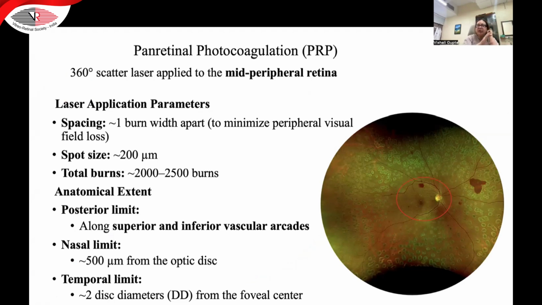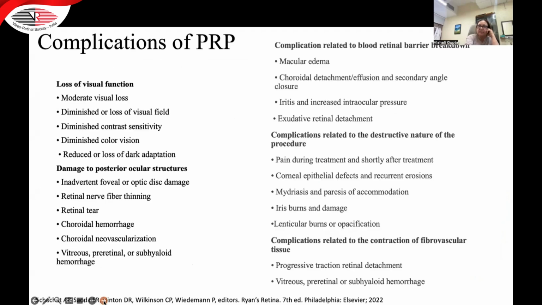So you divide it into 2 to 3 sittings, of every weekly sittings, and be careful not to come too close to the disc. The nasal limit should be about 500 micron away from the disc, and temporal 2 disc diameters from the foveal center.